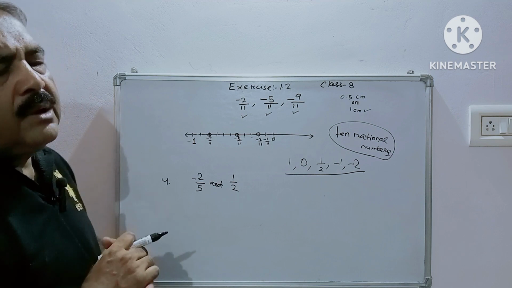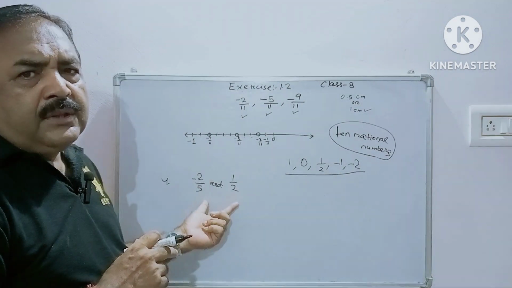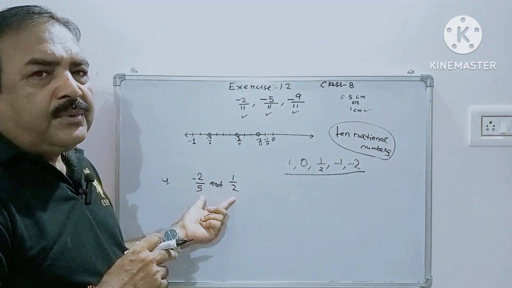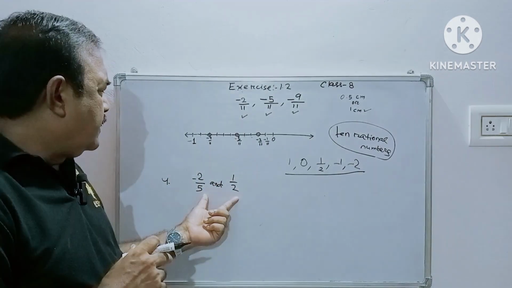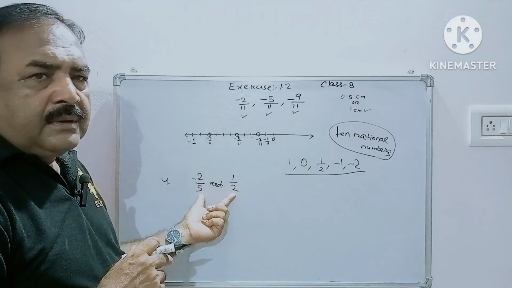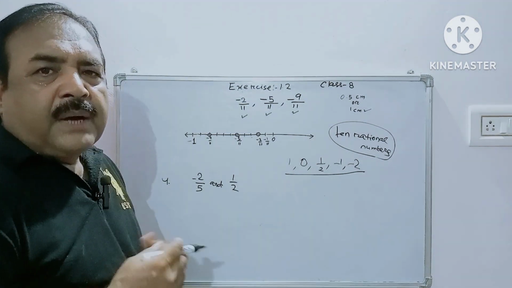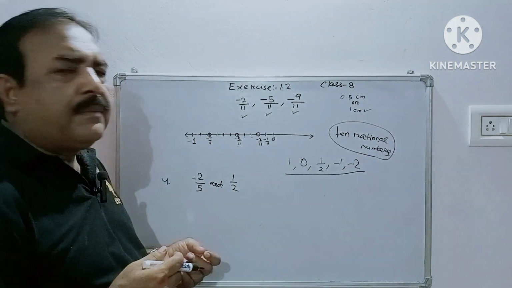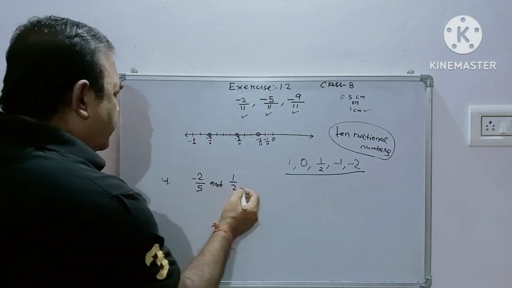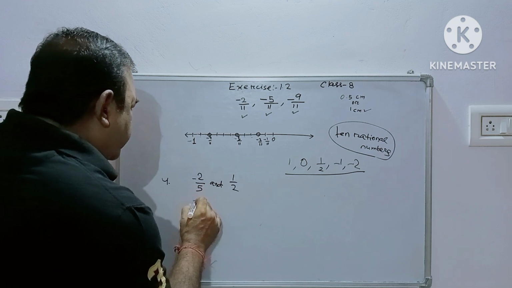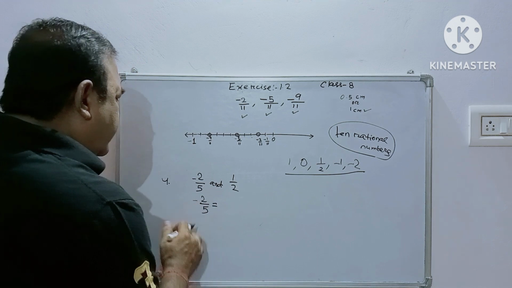And you see, first what you have to do? First you make the denominator same. To make the denominator same, we have to take the lowest common multiple of both the numerical values which are the denominators. So 5 and 2, LCM is 5 into 2, because both 5 and 2 have the common factor 1. So the lowest common multiple is 10. So we have to convert. -2 upon 5, we have to make the denominator 10.